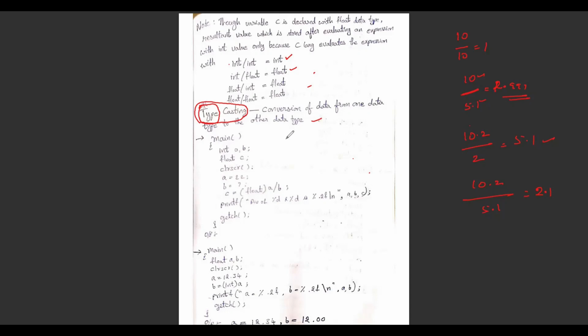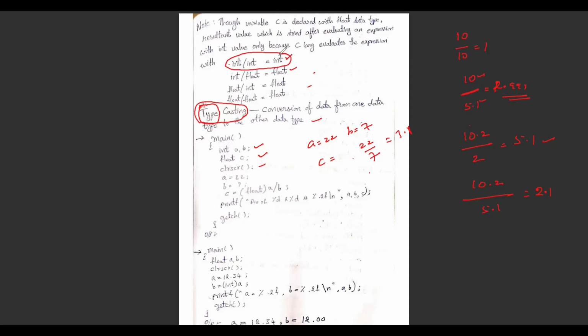So that is conversion of one data type to another data type. Example, you can see here: int a, b; float c; clrscr. A value is 22, B value is 7, C equals 22 by 7. 22 by 7 is nothing but we are going to get around 3.1.